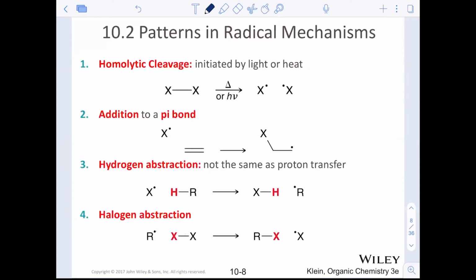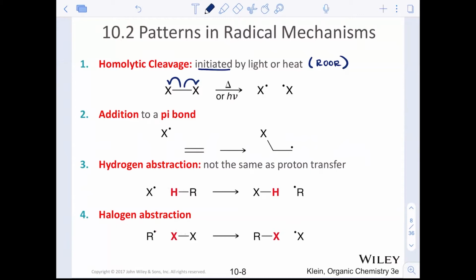So let's follow along. Homolytic cleavage, usually initiated by heat or light. You can initiate them with a peroxide as well. We'll talk about peroxide initiators a little bit later on. What heat, light, or peroxides do is it will start by homolytically cleaving the bond. Right? One arrow for each electron, one electron for each X element there.